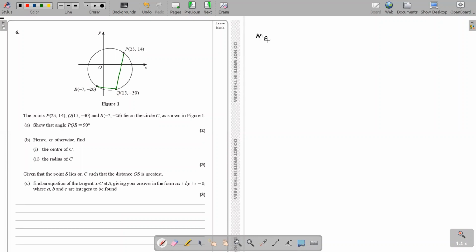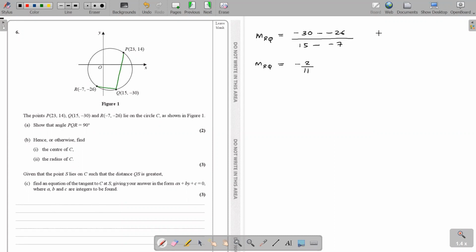So gradient of RQ is y1 minus y2, or basically should I directly use minus 30 minus minus 26. So y1 minus y2 over x1 minus x2. So how much do we get for the gradient of RQ? Get me the answer. Can I have the simplified answer quickly? Minus 30 minus minus 26 over 15 minus minus 7 is minus 2 over 11.